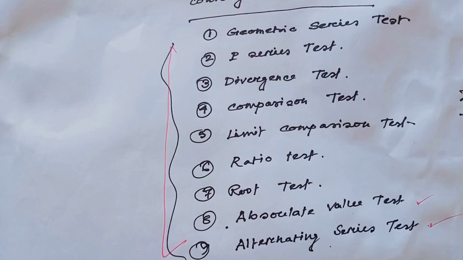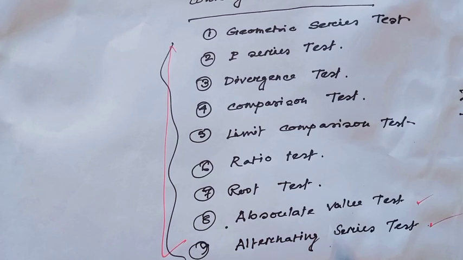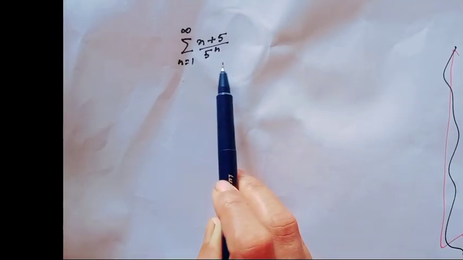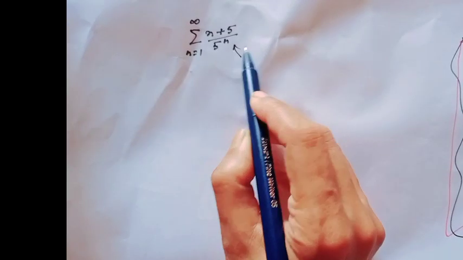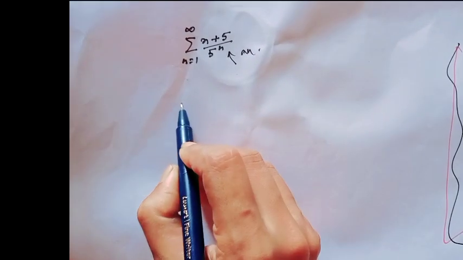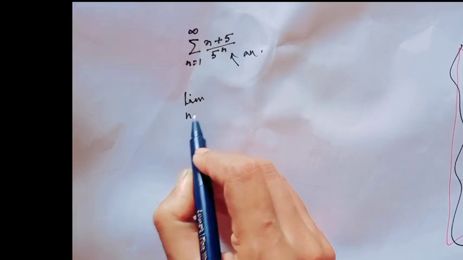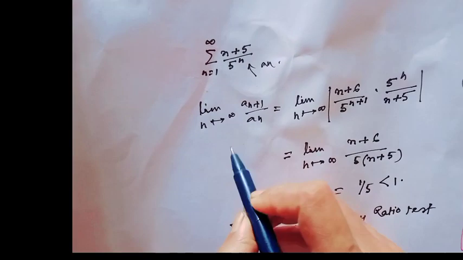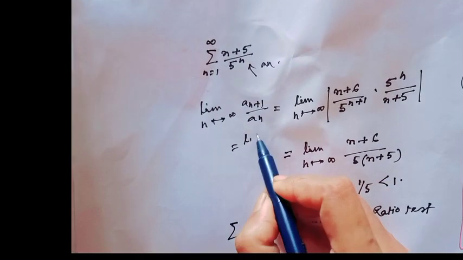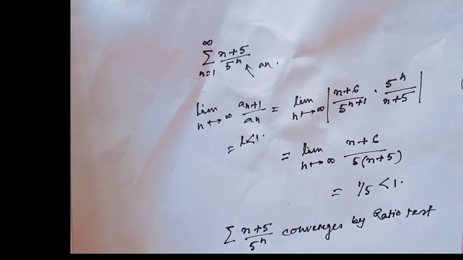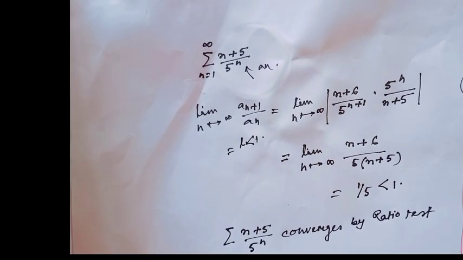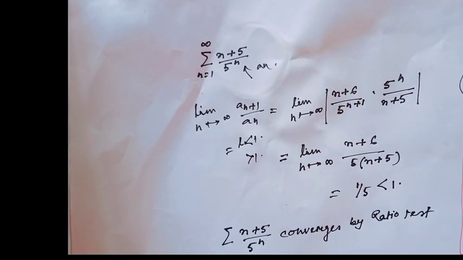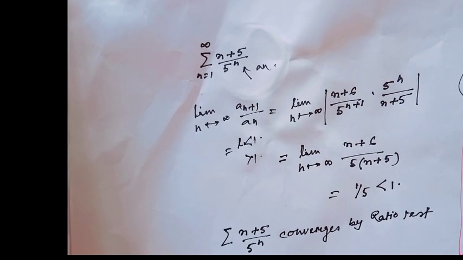First I will discuss some examples of the ratio test. First example, series n plus 5 over 5 to the power n. Obviously this is a_n, and the ratio test is limit n tends to infinity a_(n+1) over a_n. If this value is L and L is less than 1, then we can tell by the ratio test the series is convergent. But if L is greater than 1, then we cannot tell by the ratio test the series is convergent.